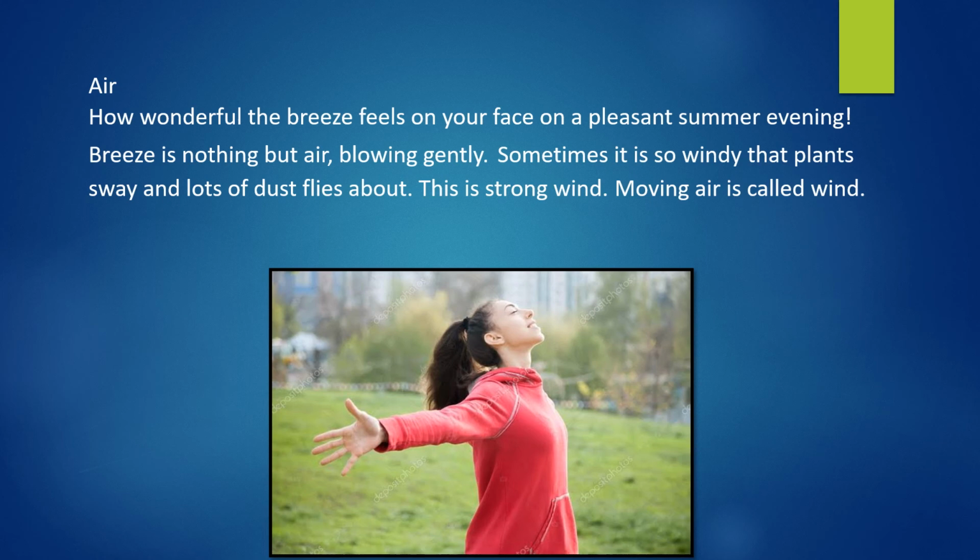So the main thing is moving air is called wind. So blowing gently is a breeze, and when air flows very fast, plants sway and lots of dust comes above us. Then storms are strong and harsh winds. When storms come, at that time a lot of trees fall down and houses are destroyed. All this happens whenever a storm comes.